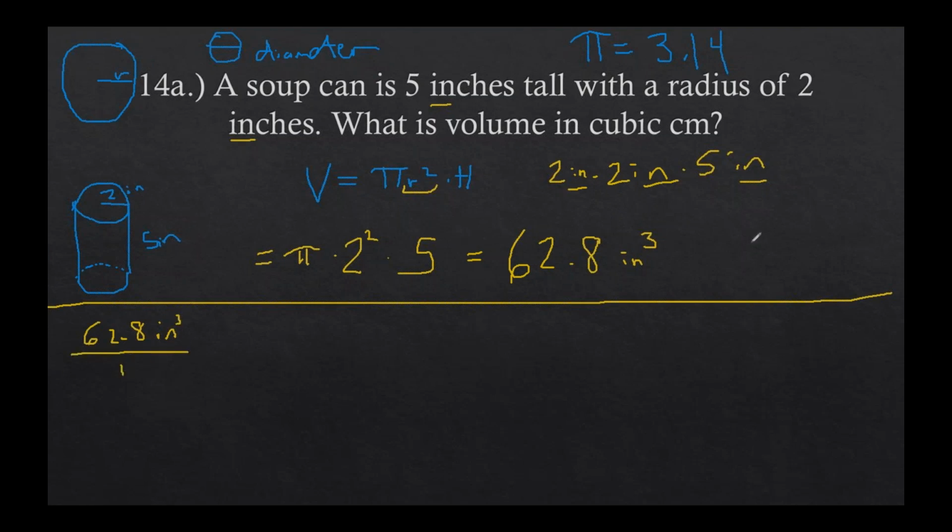Okay, and again, a cubic inch, if you have a cube, it's an inch on each side. So think about little sugar cubes, those are smaller than a cubic inch, but that's an idea, or a dice, right? That's a cube. So you could think about fitting 62.8 cubes in this box. Anyway, the question says cubic centimeters. So how do I go from cubic inches to cubic centimeters?